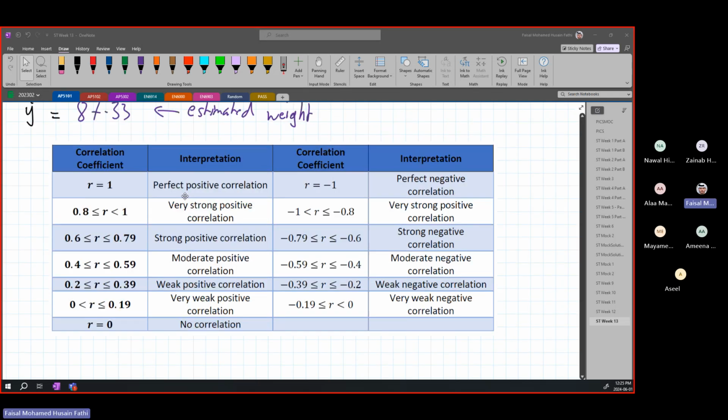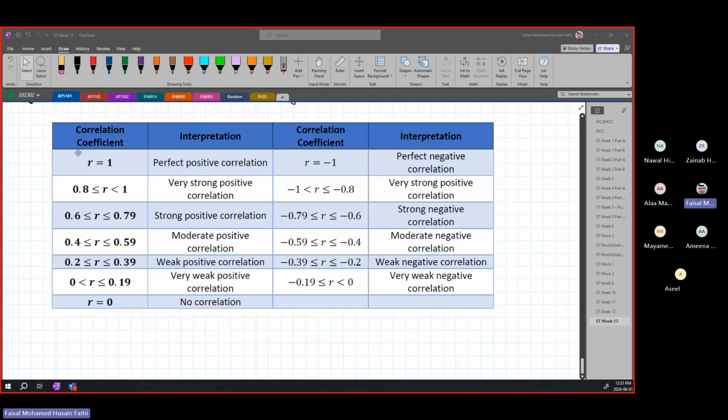Just a quick point before we start solving. Remember our R, the correlation coefficient. This is basically how it looks. When R is equal to 1, it is perfect positive correlation, basically all the points are lying on the line. When it is between 0.8 and 1, that's a very strong positive correlation.